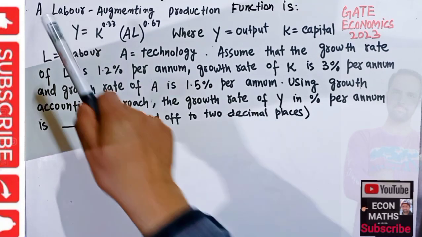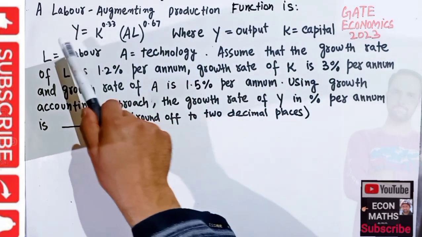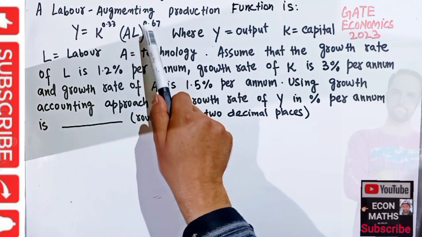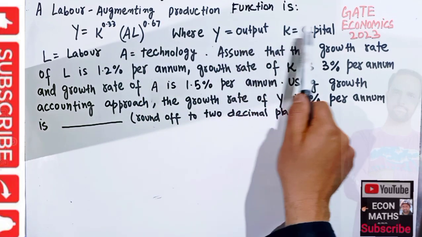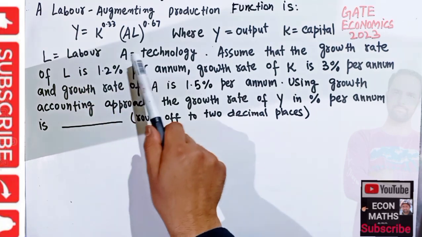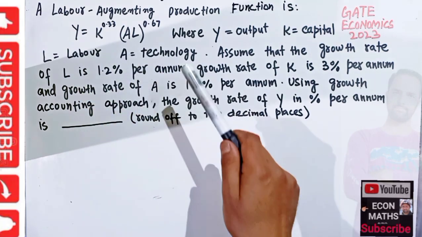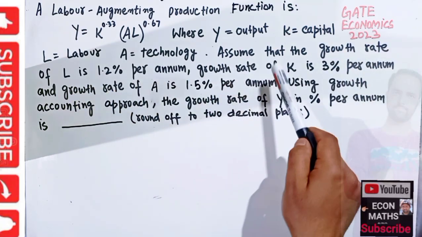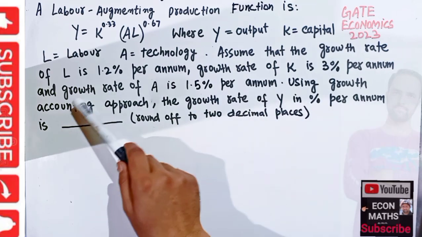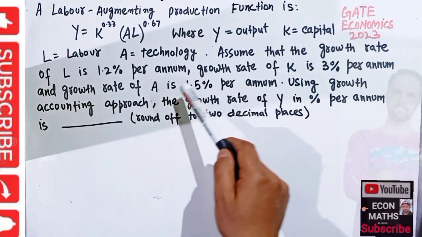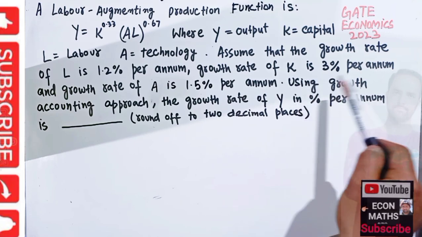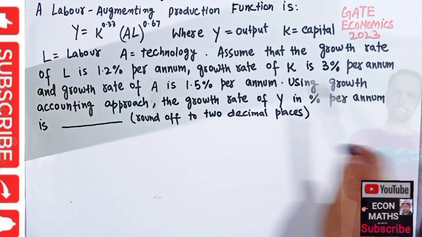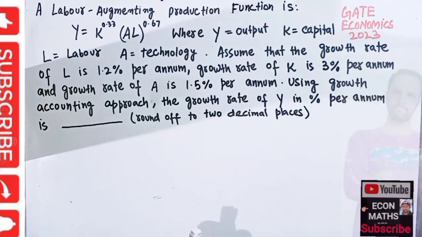The question is, a labor augmenting production function is Y equal to K to the power 0.33 times (AL) raised to the power 0.67, where Y is the output, K is the capital, L is the labor, and A is the state of technology. Assume that the growth rate of L is 1.2% per annum, growth rate of K is 3% per annum, and growth rate of technology, which is denoted by A, is 1.5% per annum. Using the growth accounting approach, the growth rate of output, which is Y, in percent per annum is, we need to find out the answer, rounded off to 2 decimal places.